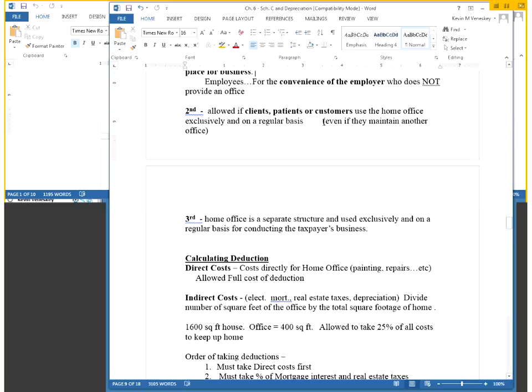The other exception is if you do have a main office, like you're a doctor and you have an office in the hospital, but some patients do come to your home, so you need to keep up a home office in appearance and have all the other amenities that need to go in there. That's okay, as long as people are coming on a regular basis.